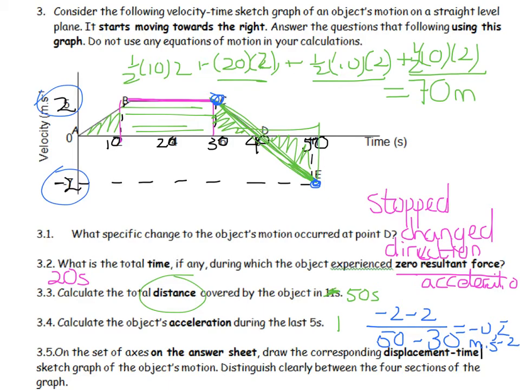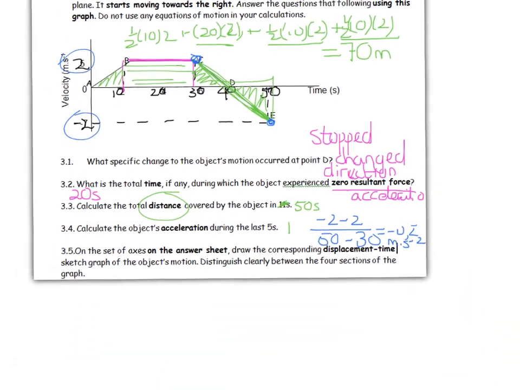Now we're going to have to, on a set of axes, draw a displacement time graph that represents the same information, and we have to clearly distinguish the 4 sections of the graph. So the first thing we're going to do is give ourselves some axes. We're going to label this side displacement, and we're going to say that that's in meters, and our time is in seconds.